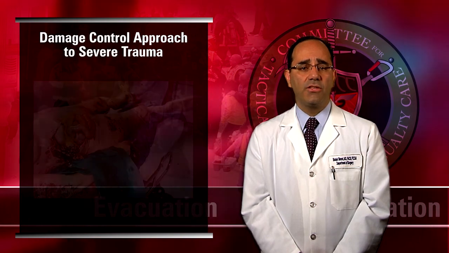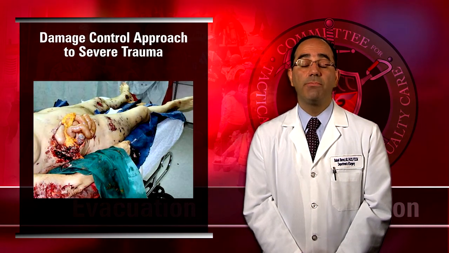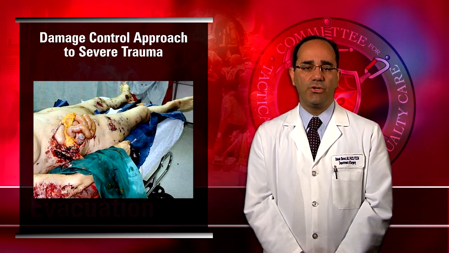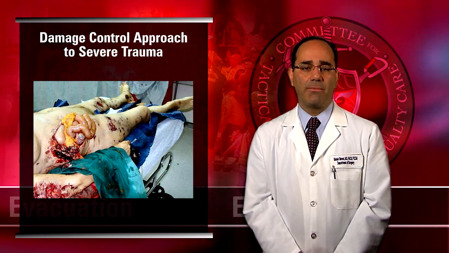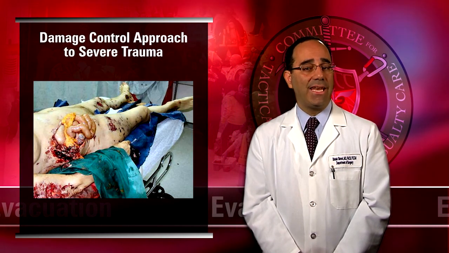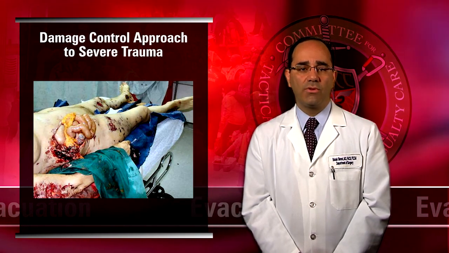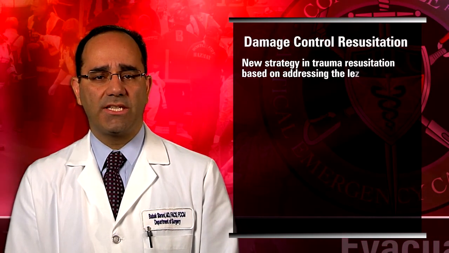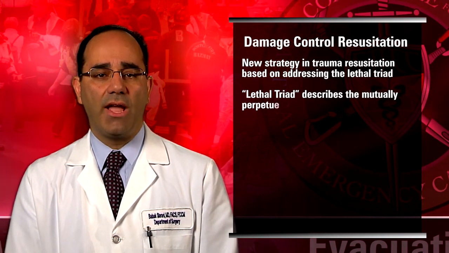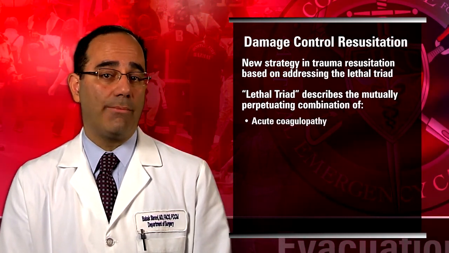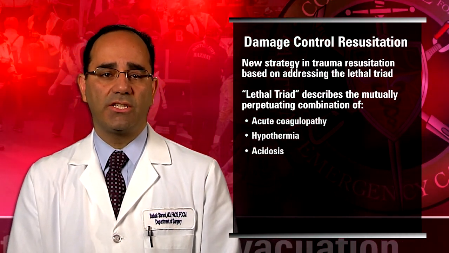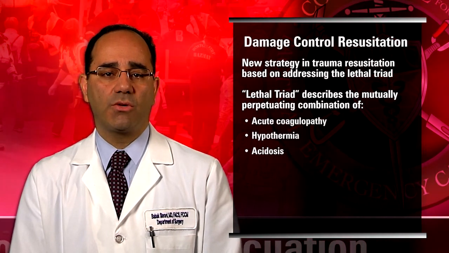This picture illustrates the complexity and pattern of injury in the typical blast patient. There is a multitude of wounds to deal with: abdominal evisceration, multiple penetrating traumas from fragmentation, obvious fractures, and amputations. A damage control resuscitation approach maximizes the ability of this patient to live. Damage control resuscitation is a new strategy in trauma resuscitation that is based on addressing the lethal triad in trauma: coagulopathy or abnormal clotting, hypothermia, and acidosis. It is a targeted resuscitation to address what we know about the physiologic response to trauma.